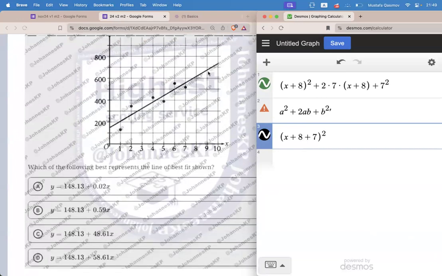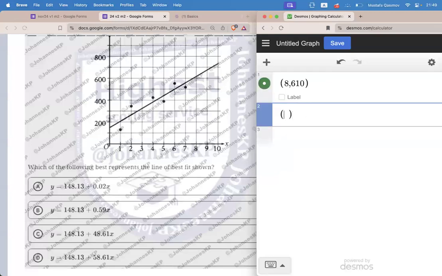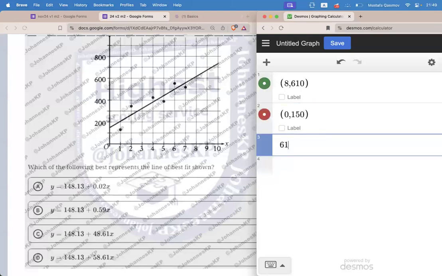Here we have to find the slope. Some students write them as decimals and look for which one looks like this function. It is correct, but when you write decimals, you have to be careful. Let's use slope. Let's take 2 points: 8 and 610 approximately, and 0 and 150. Or you can take 148.13. Then you have to use this formula.